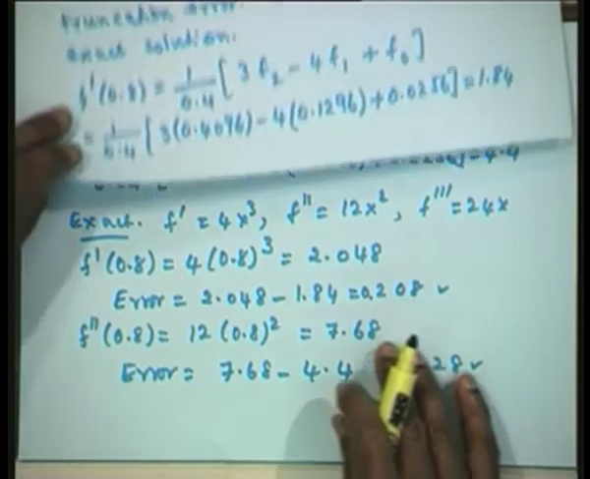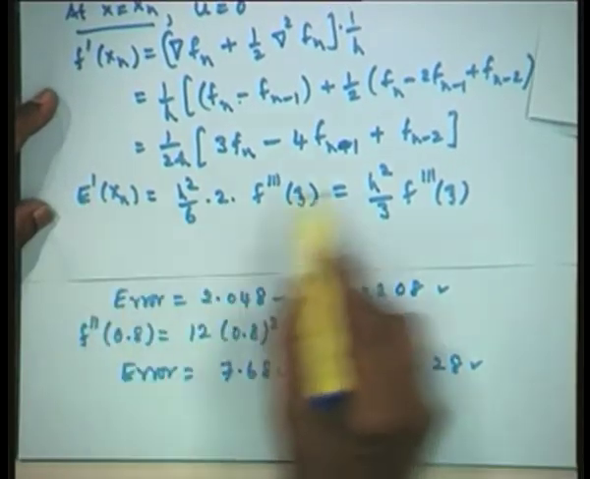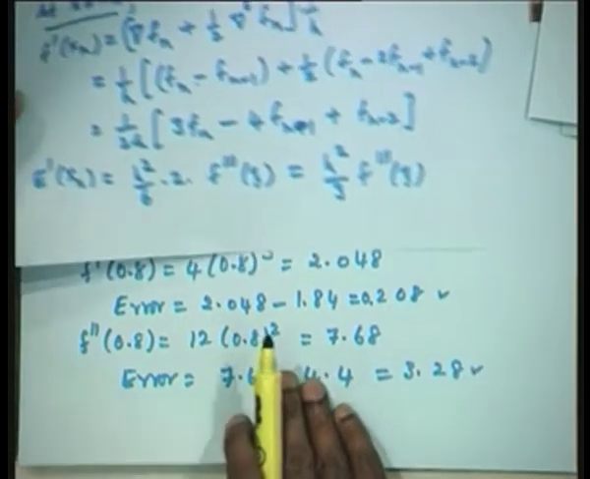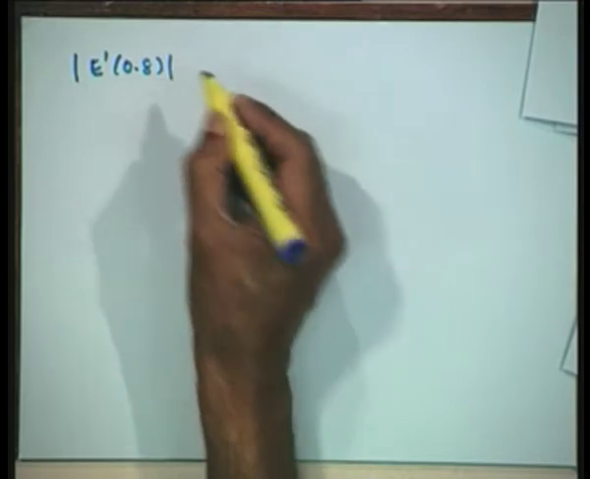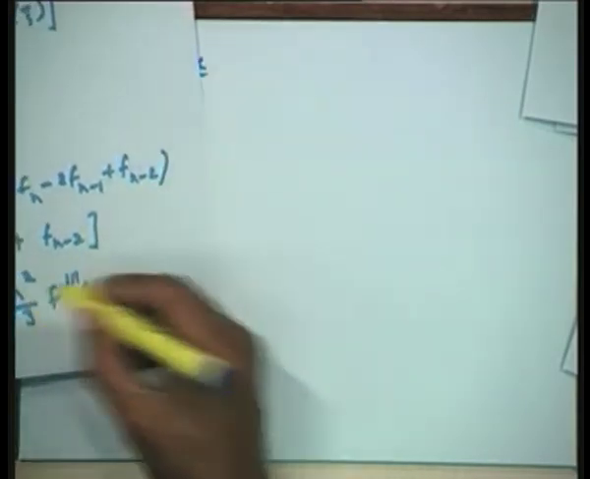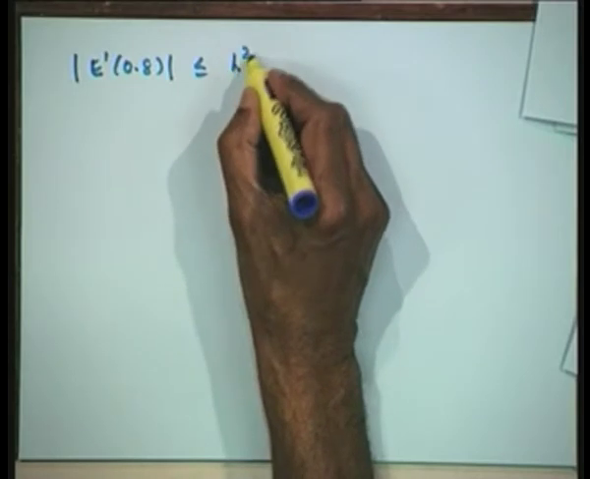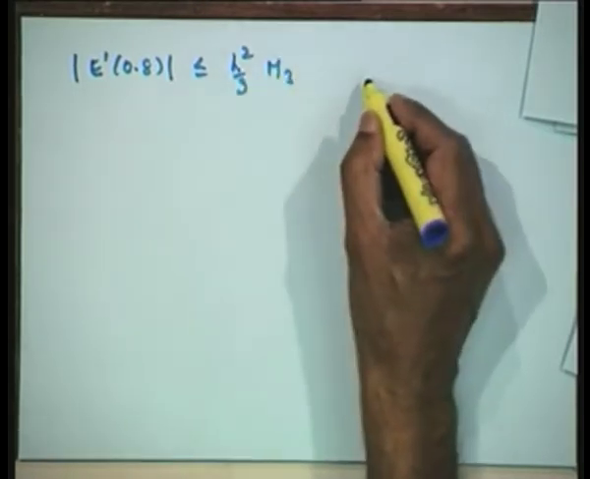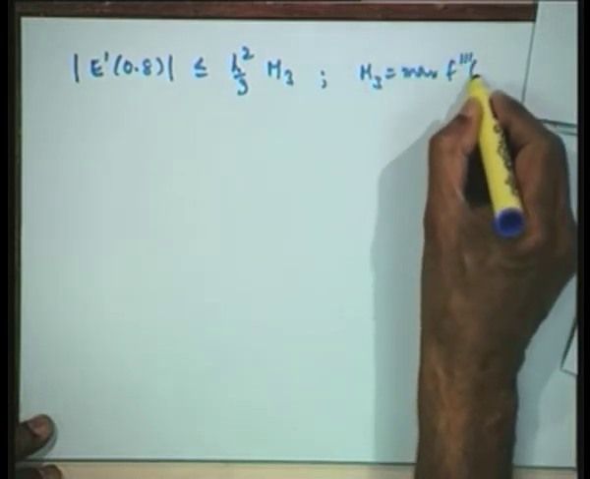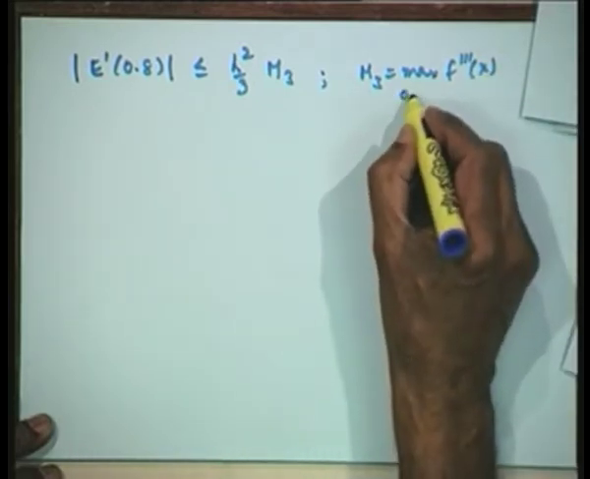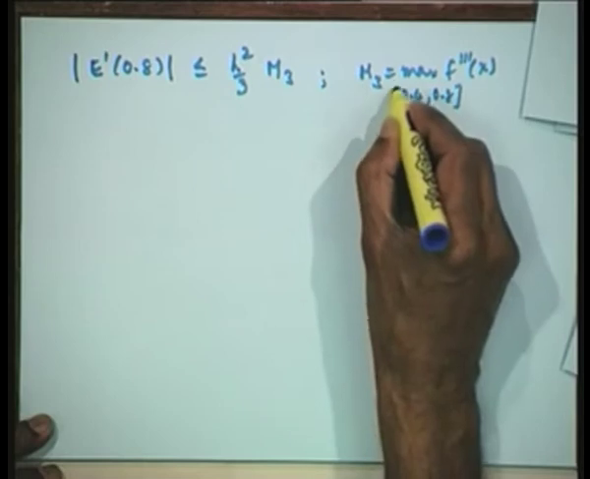Now, let us see what our theoretical values of the error tell us. The theoretical expression for the first derivative error is h square by 3 f triple dash xi. Therefore, let us try to find out the error from this. The magnitude of the error at 0.8 is less than or equal to h square by 3 m 3, where m 3 is the maximum of f triple dash of x in the given interval. The given interval is 0.4 to 0.8, so in this interval.